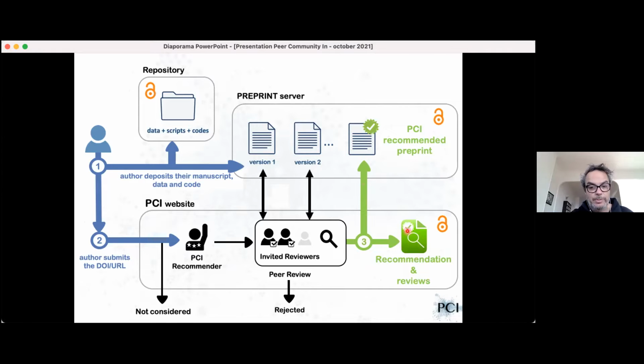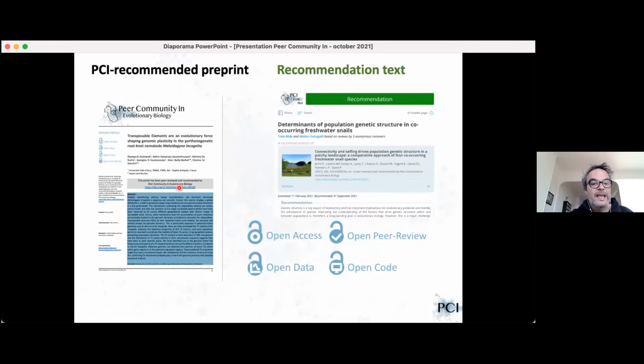So at this step, we end up with a final preprint with a format, okay, corresponding to the PCI. And we have this recommendation text with all the evaluation procedures that is published on the PCI website. So this is in open access with open peer review because they are published, with the open data, open code, open scripts, etc. So it's very open science.